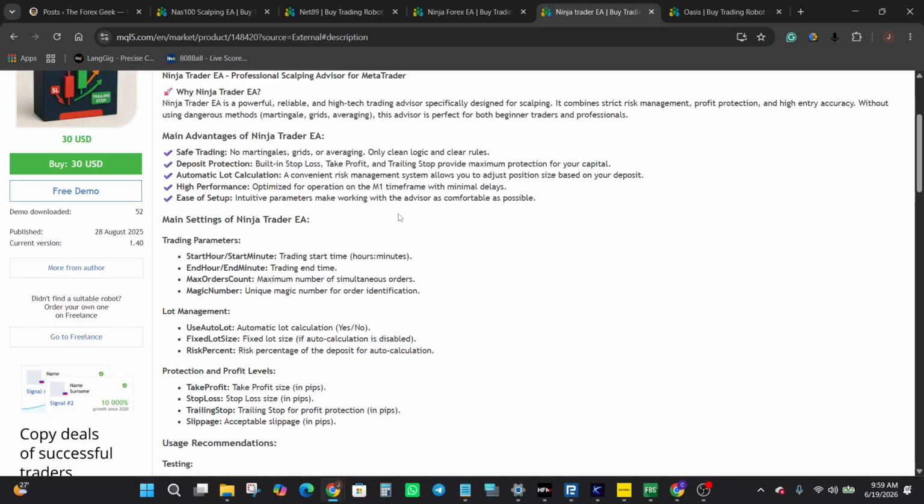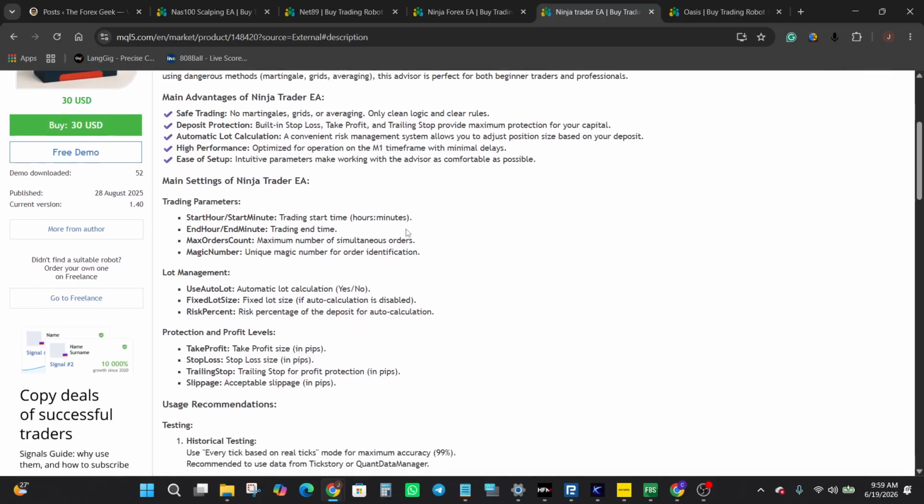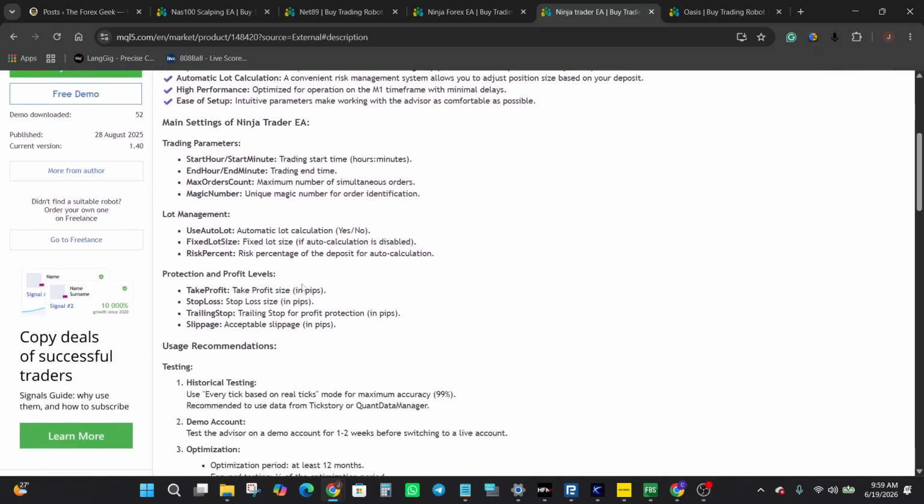The protection and profit management section includes configurable take profit, stop loss, trailing stop, and slippage settings. These controls allow traders to tailor how positions are managed and how the EA responds to different execution environments.